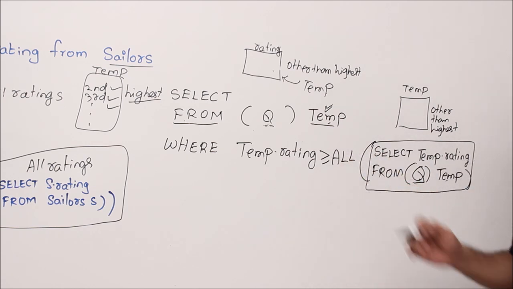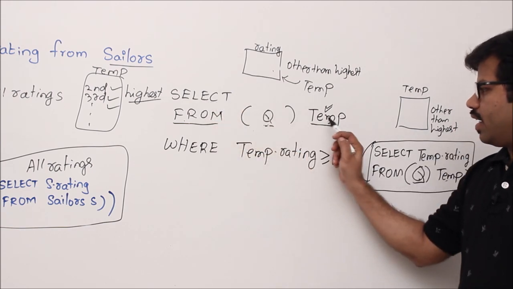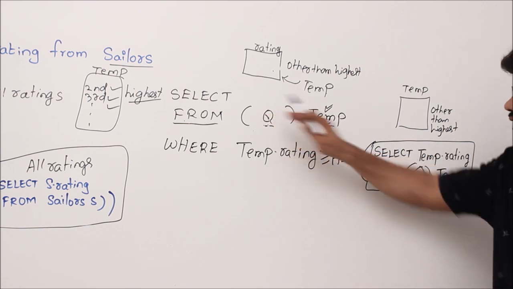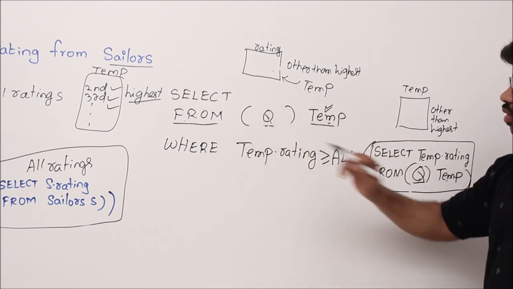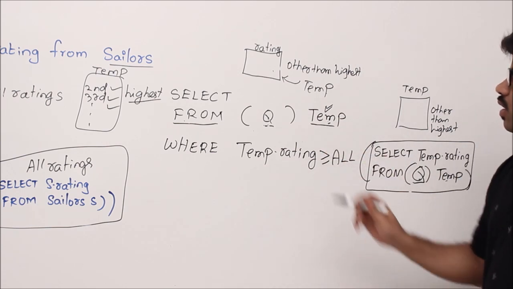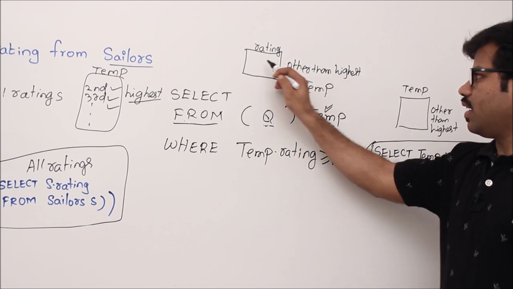Now we'll see why this query gives you the second highest. For that, what are the things we should do? We took a temporary table which is q here, and again the same temporary table q. There are two instances of q. So q is nothing but other than highest. Now let's evaluate this one.